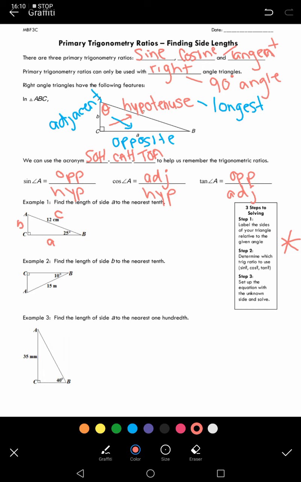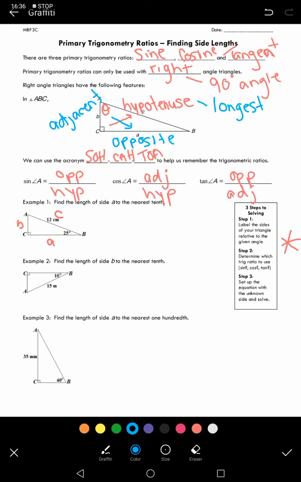We obviously labeled them A, B, C, but we also want to label them with our adjacent, opposite, and hypotenuse. So I'm just going to do that in a different color. Okay, so the angle that we have to use here, our angle of reference, our angle that we're focusing on, is this 25 degrees. Okay, we're never going to make that 90-degree angle our focal point. Okay, it doesn't work like that.